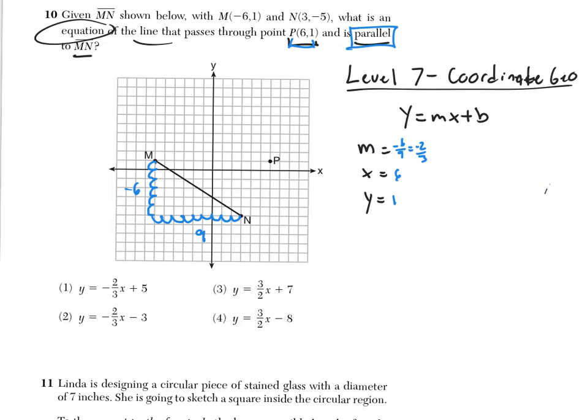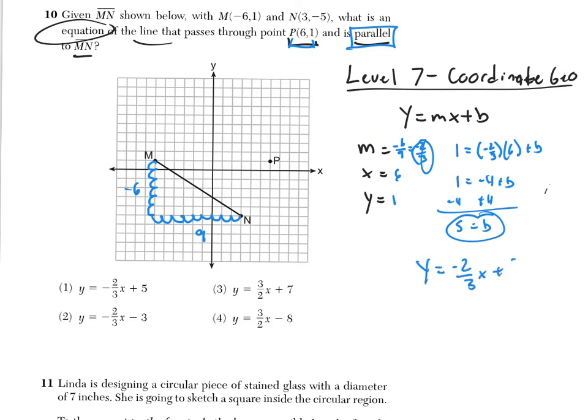We get y is equal to... we have to solve for b here. 1 is equal to negative 2/3 times x, which is 6, plus b. 1 is equal to negative 4 plus b. Add 4 to both sides, and I get 5 is equal to b. Final equation, we're going to use the slope and our y-intercept: y is equal to negative 2/3 x plus 5. It is parallel, and it'll go through the point P.